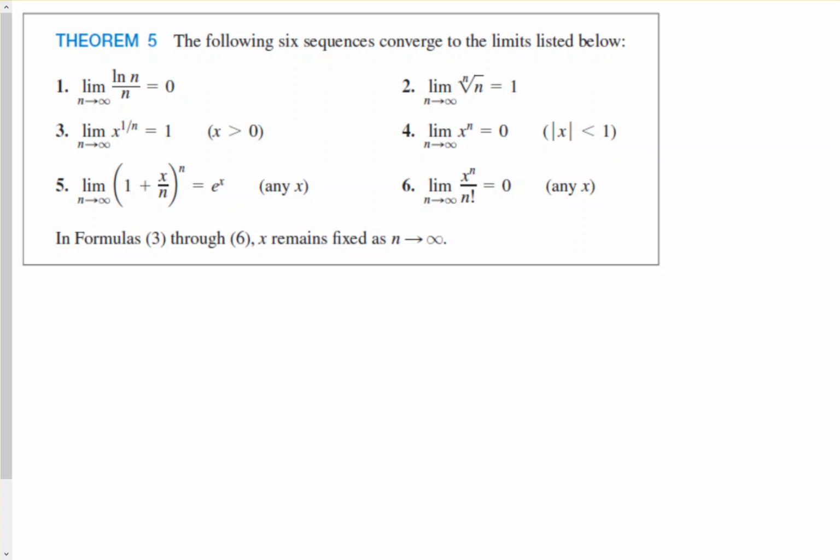This theorem was from 10.1, just as a reminder of some of the sequences that converge to limits. Some of these pop up from time to time, and it's a good reminder of which ones do. In the upcoming example, we're going to be looking at number 6, where the limit as n approaches infinity of x to the n over n factorial is equal to 0. So just a heads up.